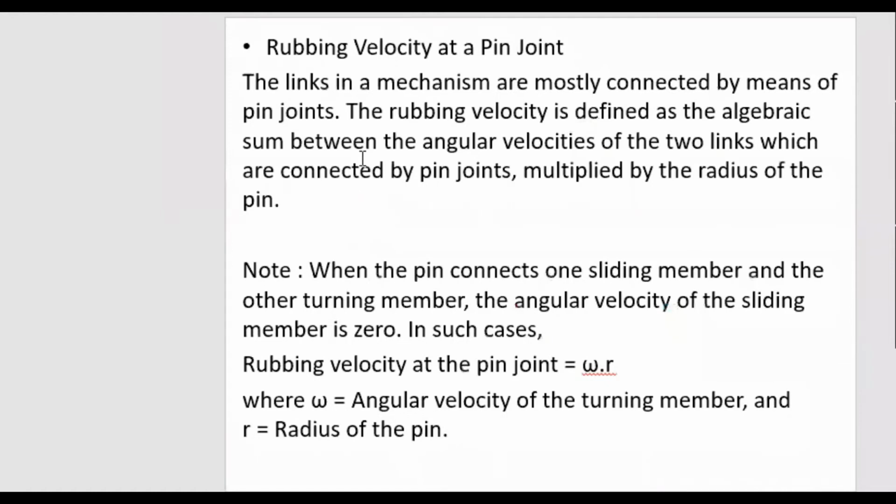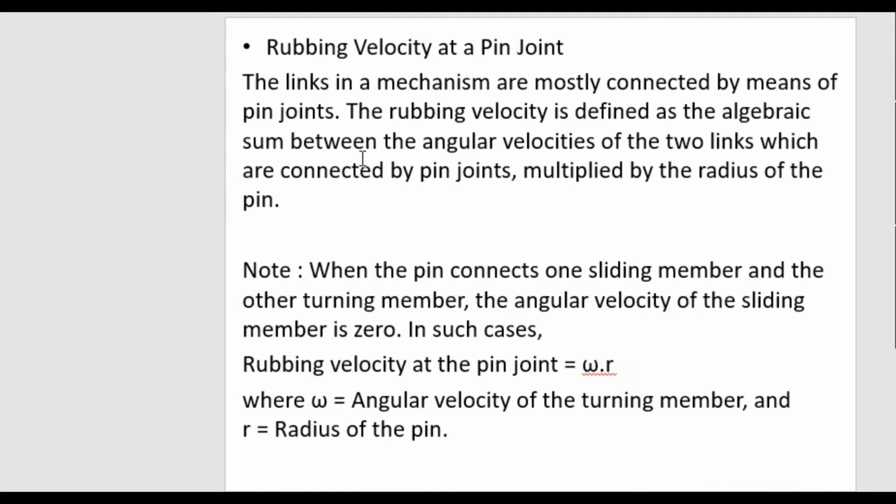Then we have rubbing velocity at a pin joint. What is this rubbing velocity? If there's a pin, there are two links going to the pin. For example, I have two links here, and they are joined by a pin. When this is rotating, there would be some kind of friction in the pin.